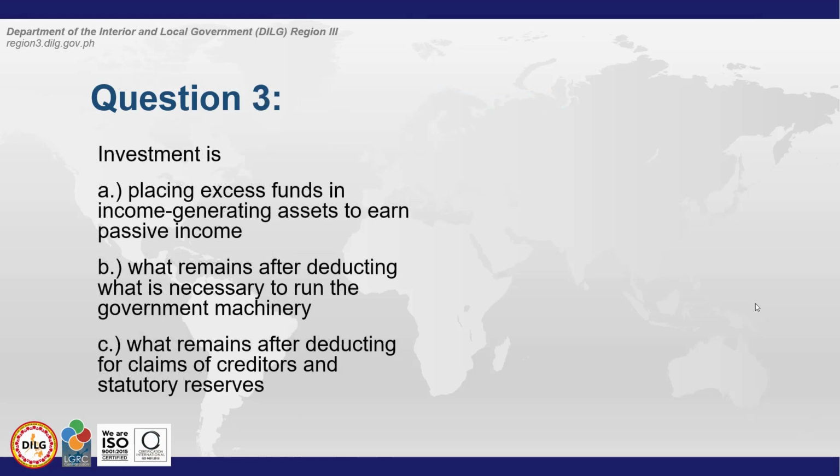Question number 3. Investment is A. Placing excess funds in income-generating assets to earn passive income, B. What remains after deducting what is necessary to run the government machinery, or C. What remains after deducting for claims of creditors and statutory reserves? And the correct answer is B and C.